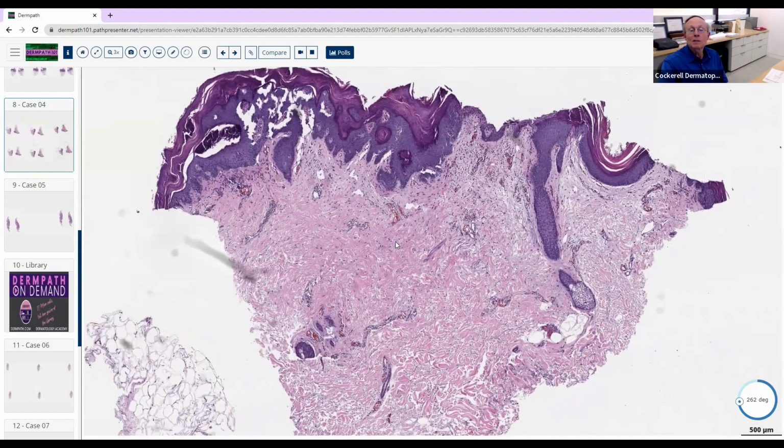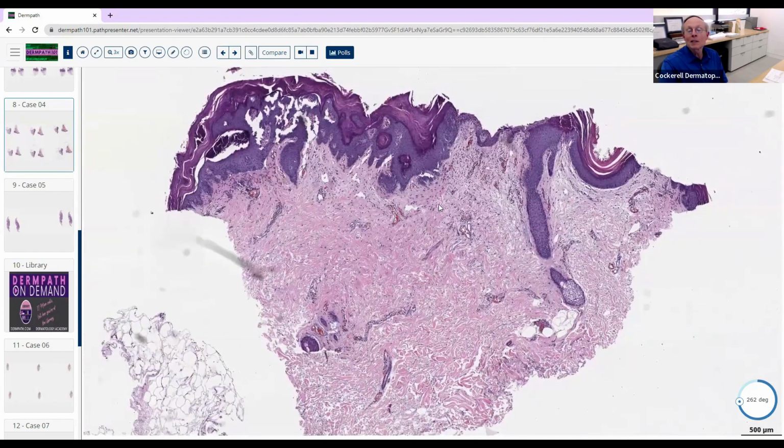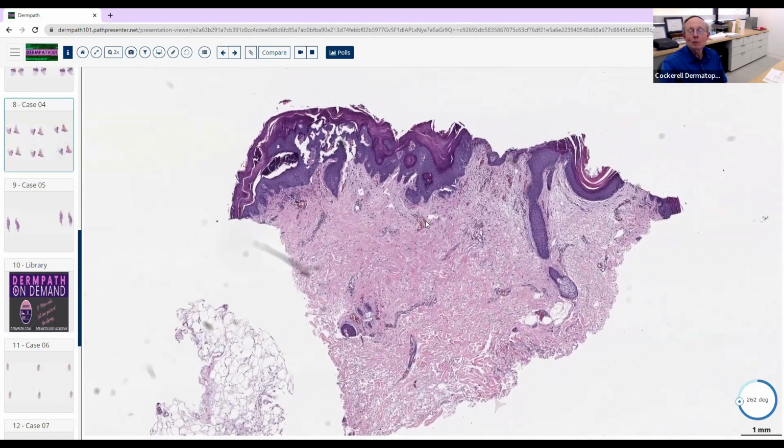Unless the person is a chimpanzee or a gorilla, it can't be acral skin because we don't grow hair on our palms and soles. But we do grow hair on the back of our hands and on the dorsal surface of our feet. So it could be near acral skin. You're right about that.